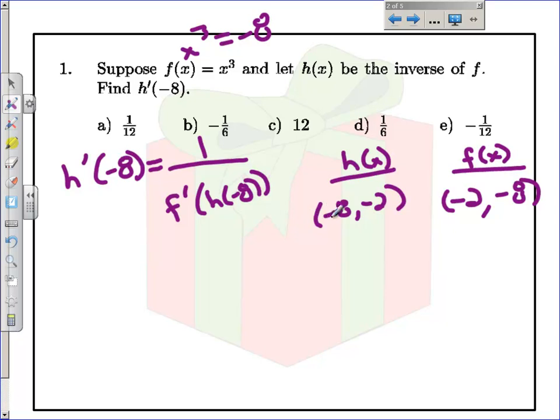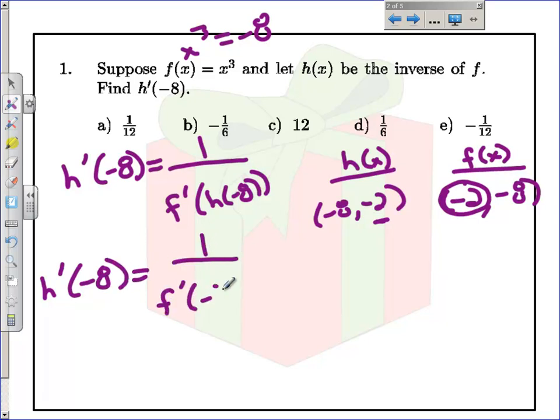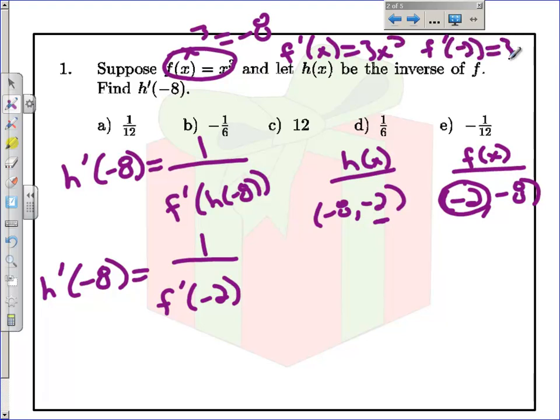So h prime at -8 is going to be 1 over f prime here. This is h of -8. So h prime of -8 is going to equal 1 over f prime at -2. This is going to be much easier. Here's f of x. F prime of x is 3x squared. F prime at -2 is 3 times 4, which is 12. So this is 1/12. That's much easier.